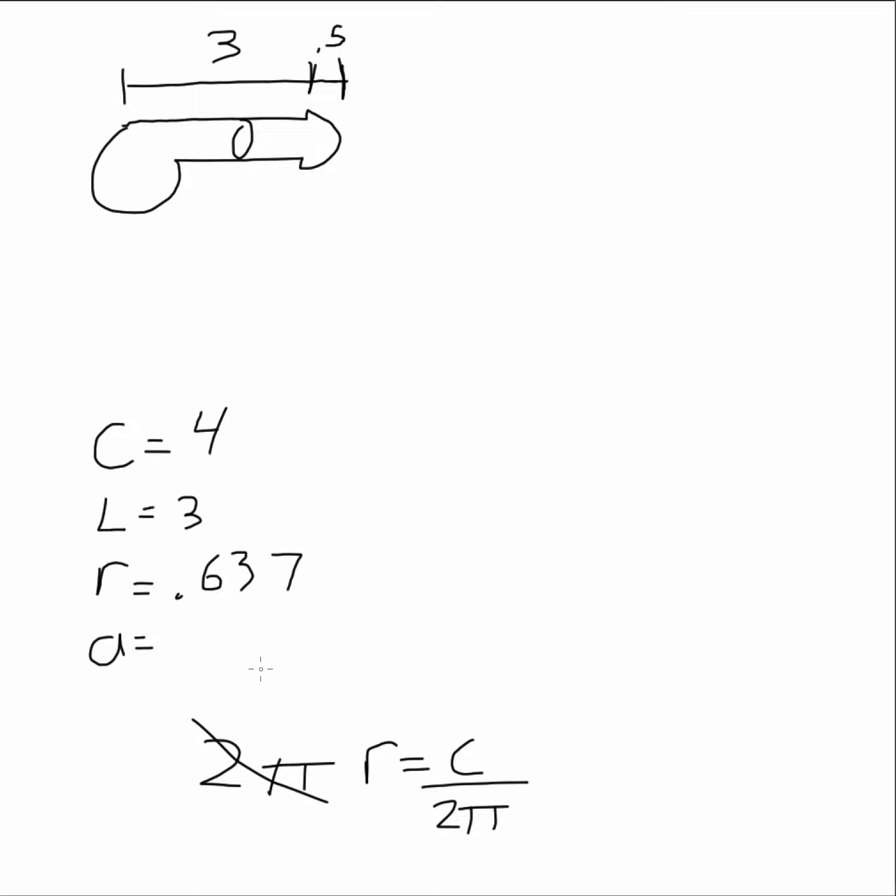Now, the area of a circle is A equals pi r squared. So we're just going to do pi times 0.637 squared. Make sure when you're typing this into the calculator that you put parentheses around the radius and the squared, so you're not squaring the whole thing, just the radius.